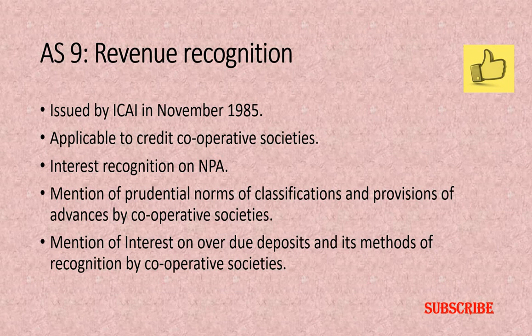The cooperative banks are governed by the Reserve Bank of India and are liable to follow the stipulations laid down by the RBI. According to this standard, the prudential norms of classification and provisions for advances should be mentioned by the cooperative societies. It is important to note that interest on overdue deposits and its method of recognition should also be mentioned. Here, the interest due on NPAs, that is non-performing assets, should be recognized at an early stage.